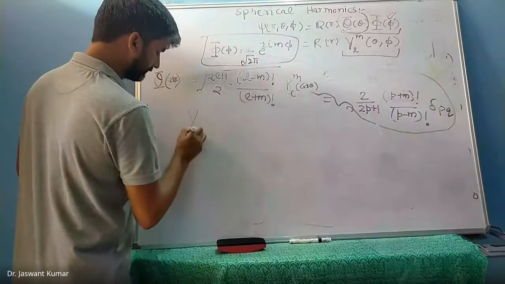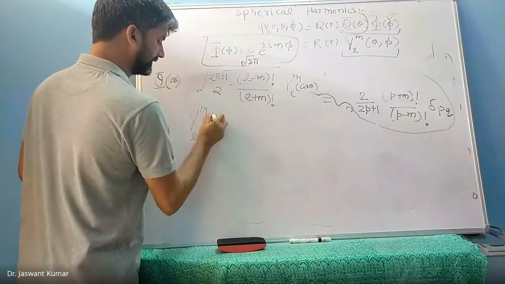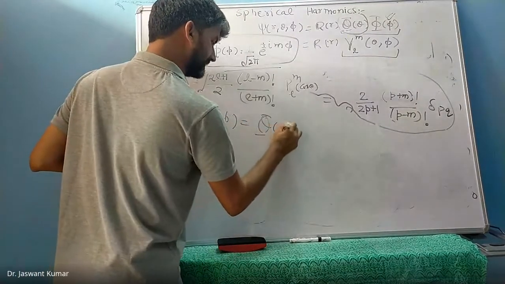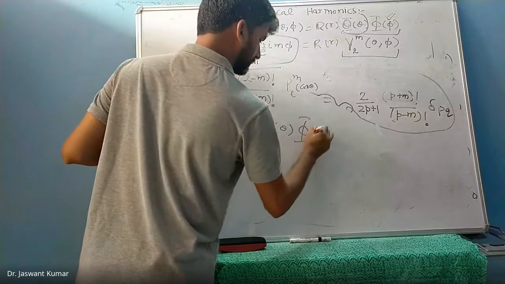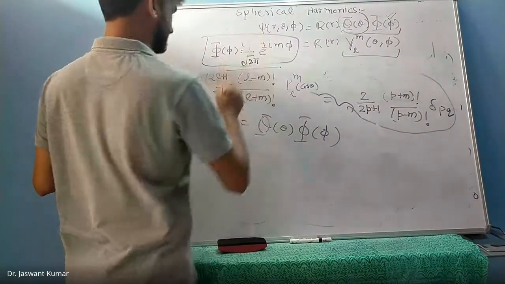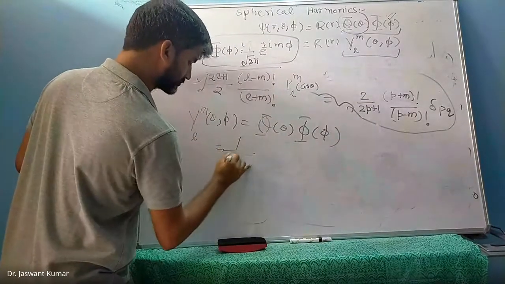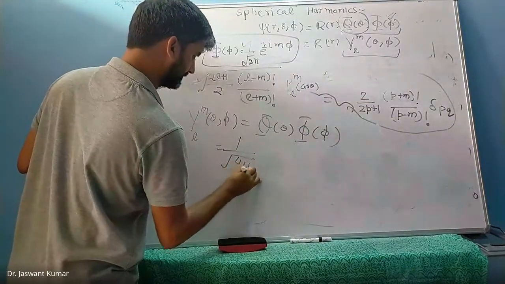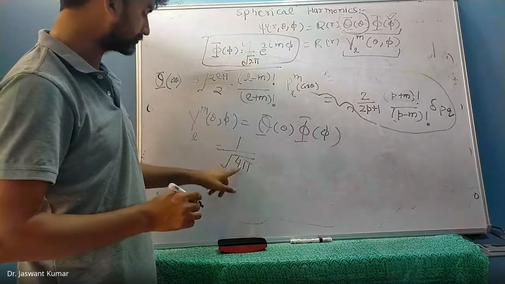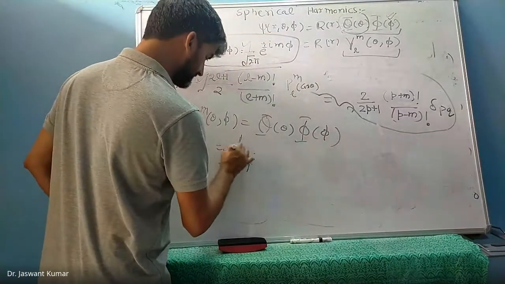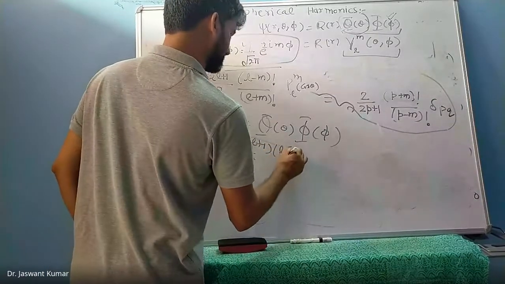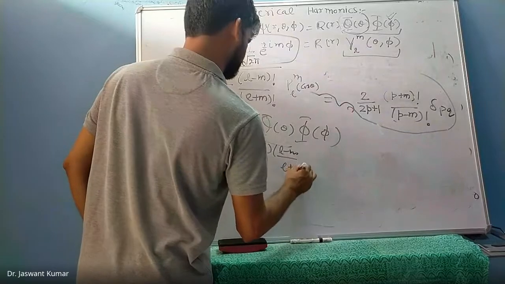So you can write your YLM of theta phi, which is capital theta of small theta, capital phi of small phi, will be equal to this times this. So this is equal to 1 by square root of 4 pi. ये 2 pi है, ये square root of 2 के साथ multiply करके square root of 4 pi. Then this will be square root of 2l plus 1 times l minus m by l plus m factorial.